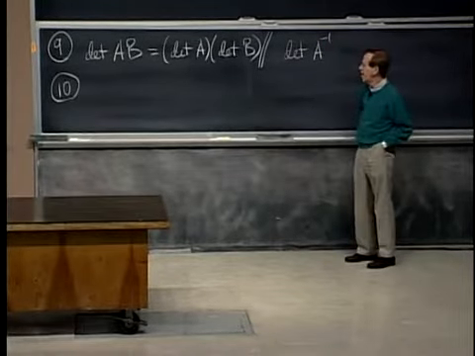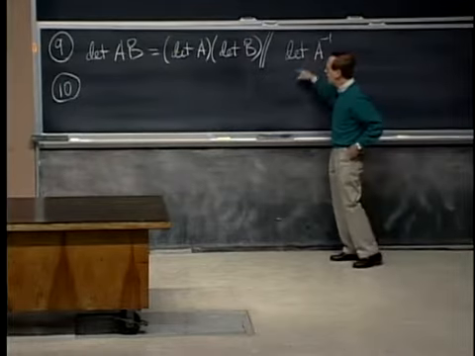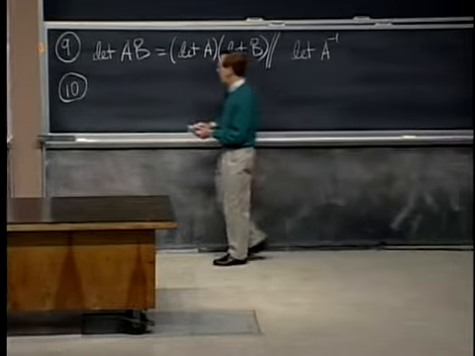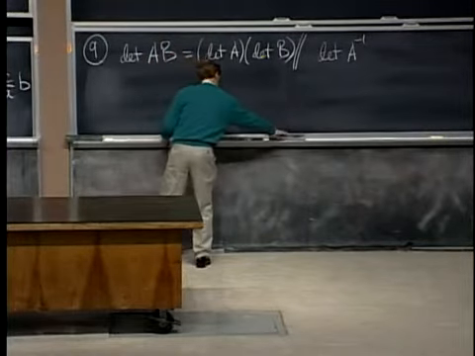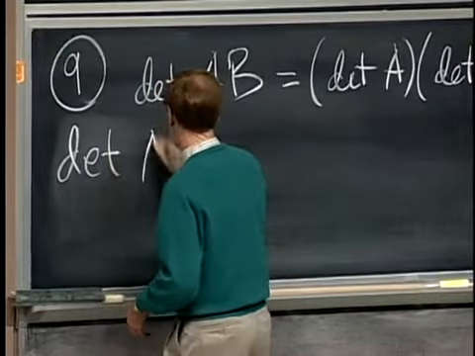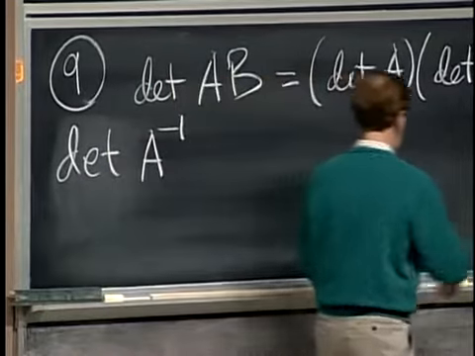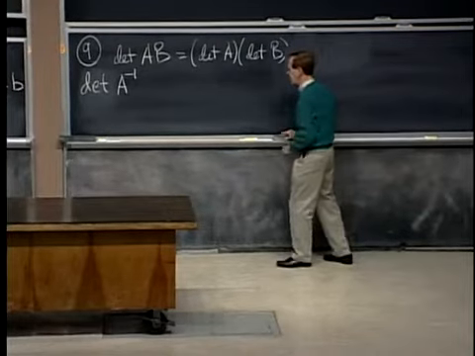Using that property 9. Let me put that under here because the camera is happier if it can focus on both at once. So let me put it underneath. The determinant of A inverse, because property 10 will come in that space.